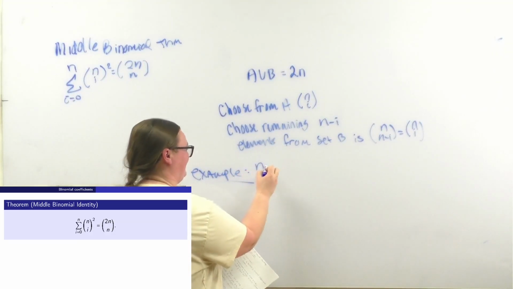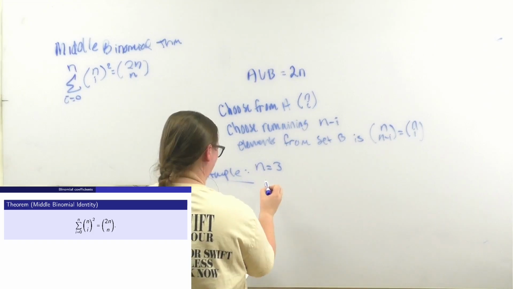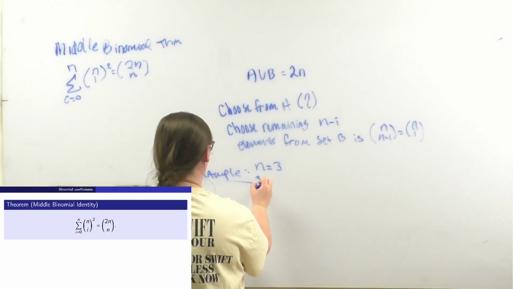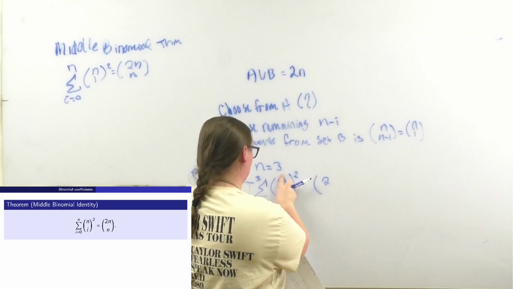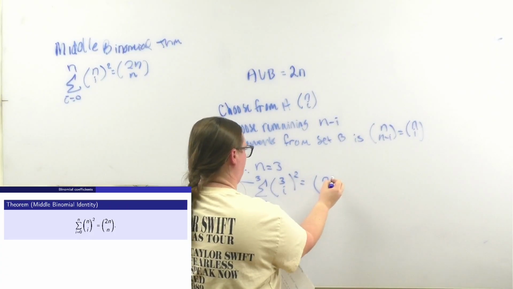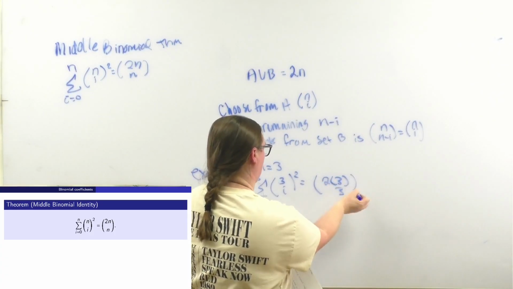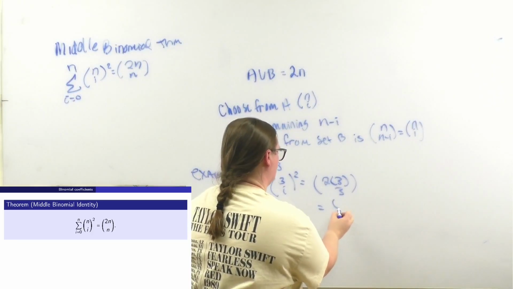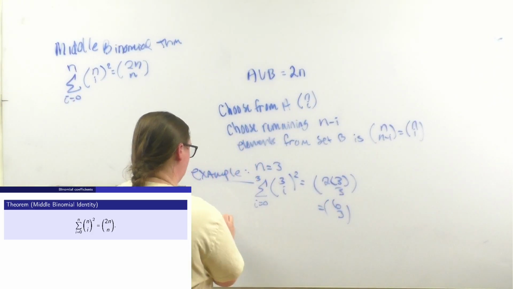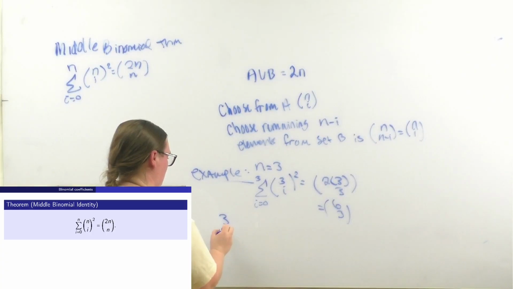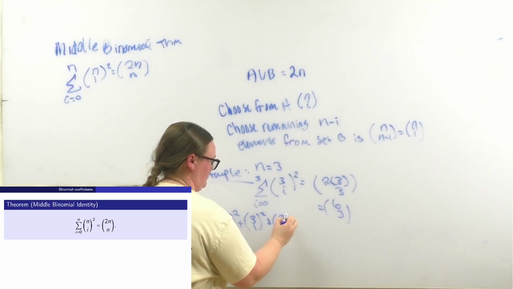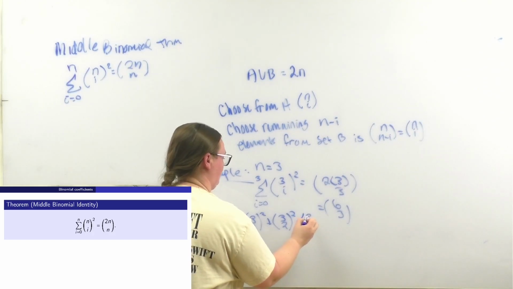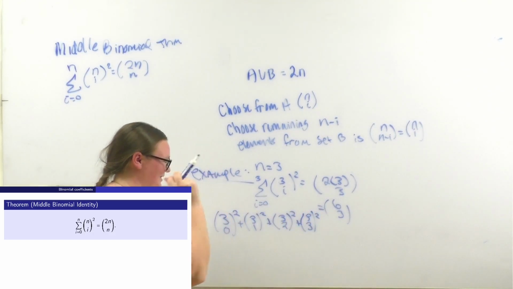Okay, we'll do a fun example again. Let's let n equal 3. I learned my lesson from last time. So we have the sum of i equals 0 to 3 of 3 choose i squared, equal to 6 choose 3. Over here, we have 3 choose 0, squared, plus 3 choose 1, squared, plus 3 choose 2, squared, plus 3 choose 3, squared.